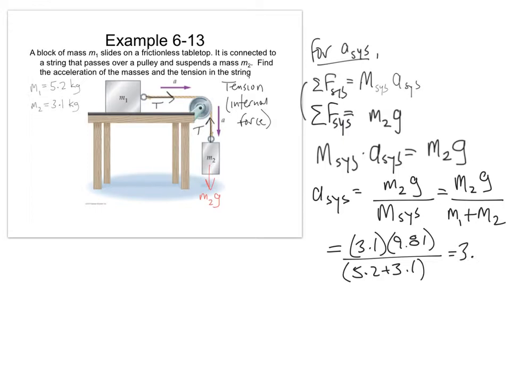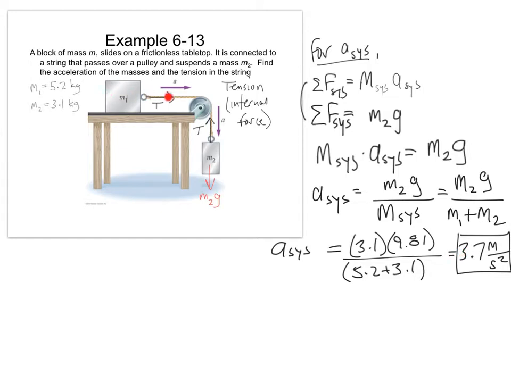3.7 acceleration is meters per second squared, right? That's our answer to part A, or just the first part of the question. So that means the acceleration of the whole system is moving at that rate. It's changing its velocity at that rate.